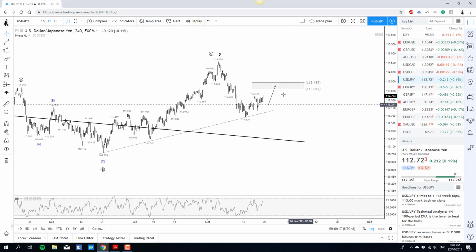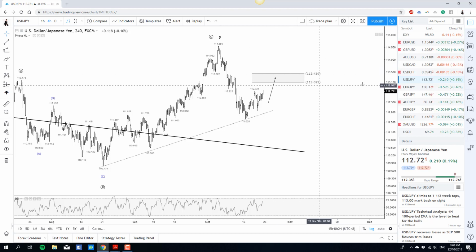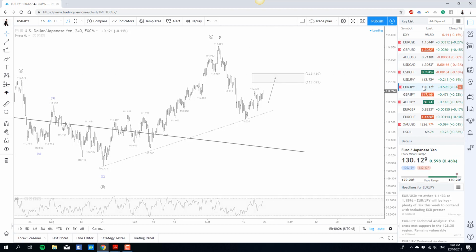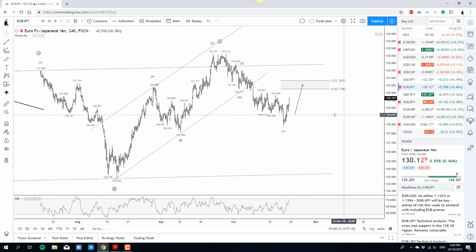So right now with this development, we do expect one more move to the downside after it corrects to the upwards direction towards 113.9 or 113.43. Euro Yen, this is what I'm seeing.